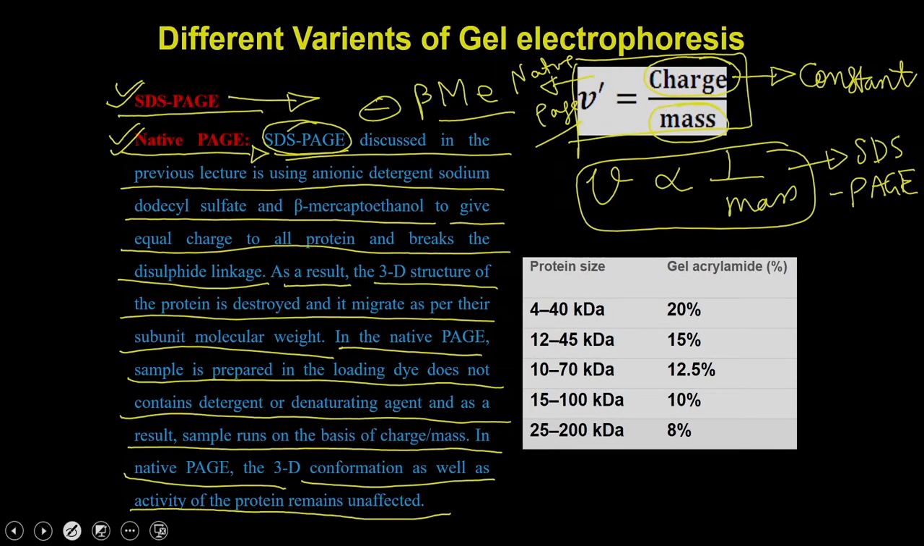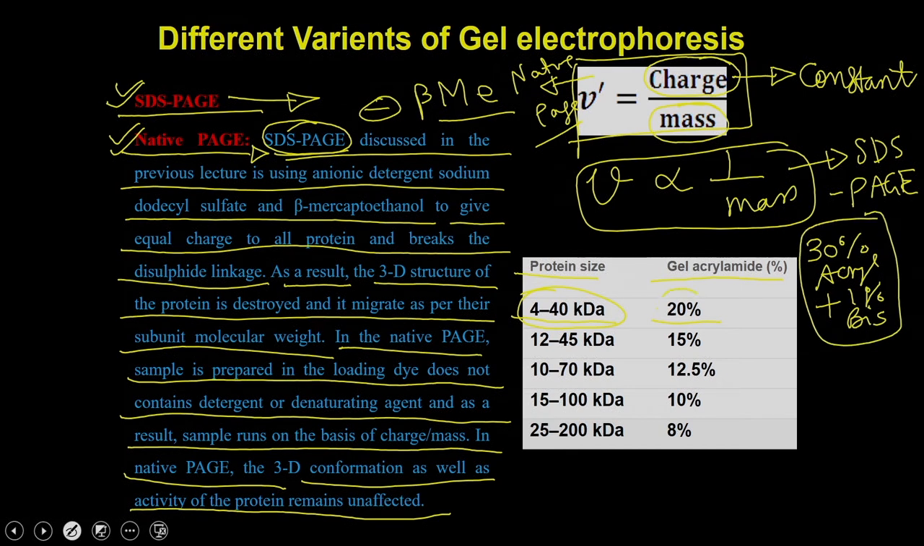Apart from that, if you see the protein size and what kind of gel you have to use for better resolution and separation, what you see is that if you have a very small molecular weight, for example a 4 to 40 kDa protein, then you can use the 20% gel, which means if you have prepared a 30% acrylamide solution, which contains 1% cross-linking agent, the bisacrylamide, then from there you can use the 20% gel if you are working with proteins in the range of 4 to 40 kDa.